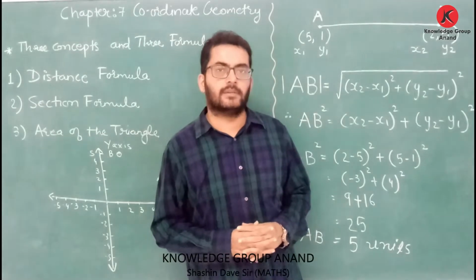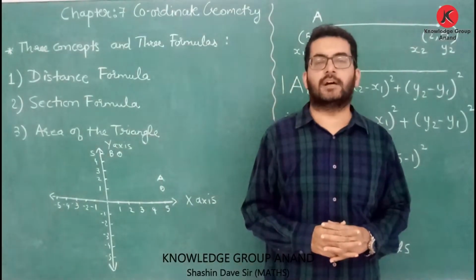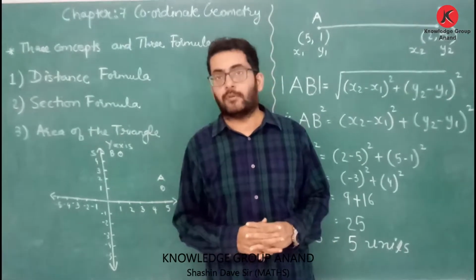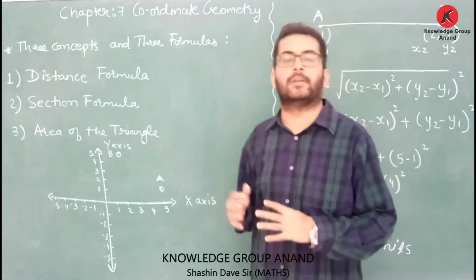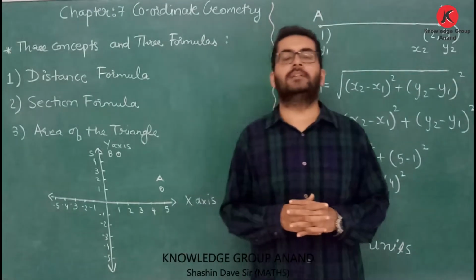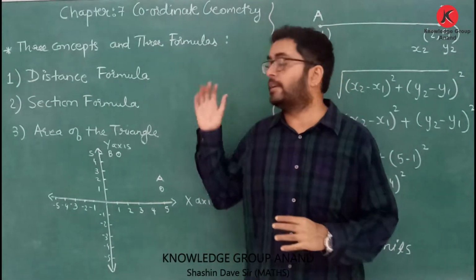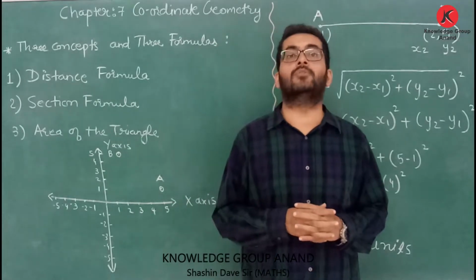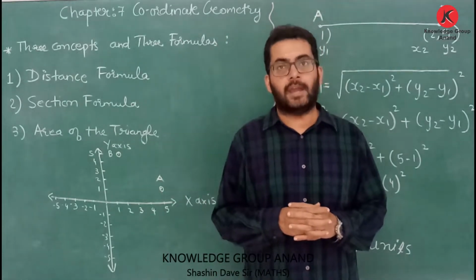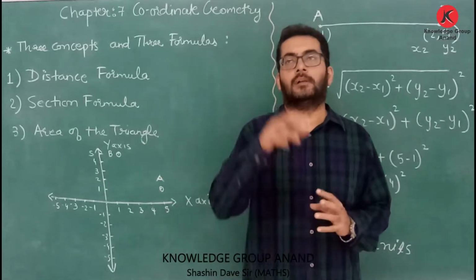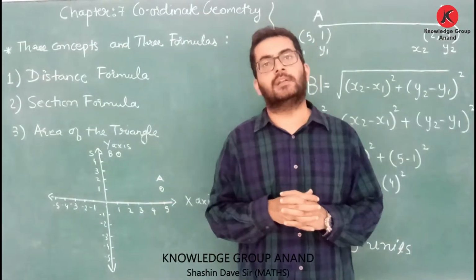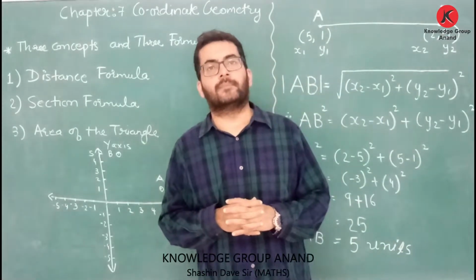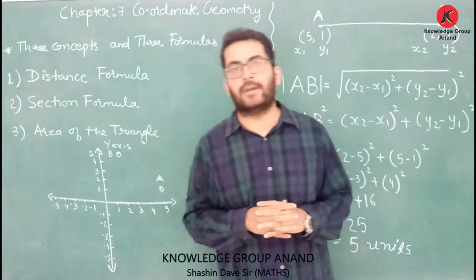Okay, dear students, from today we will start a new chapter, that is chapter number 7. The name of the chapter is coordinate geometry. Now you have studied certain things about this coordinate geometry in your earlier classes. You have learned how to use the graph paper and you have learned how to plot the points in the different axes. This particular chapter is again very easy, very simple.